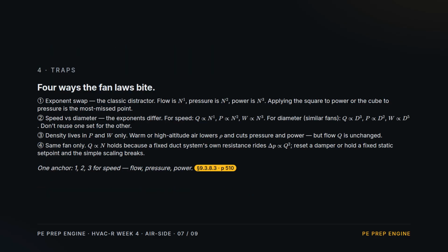Traps. 4 ways this bites. 1. The exponent swap, the classic distractor. Flow is the first power, pressure the square, power the cube. Putting the square on power or the cube on pressure is the most missed point on the whole topic. 2. Speed and diameter use different exponents. Don't borrow one set for the other. 3. Density lives in pressure and power only, so warm or high-altitude air cuts both but leaves flow alone. 4. The simple scaling assumes the same fan on a fixed system. Reset a damper or hold a static set point, and it no longer holds cleanly.